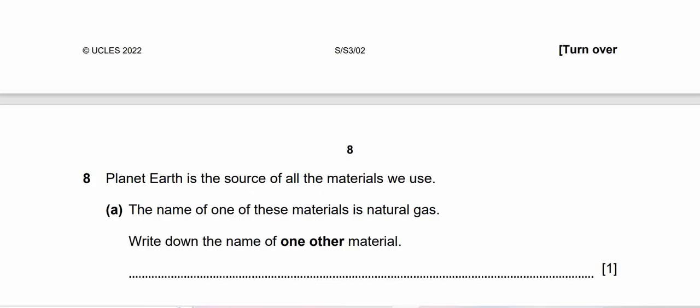Next. Alright, we are in question 8. Planet Earth is the source of all materials we use. Question 8. The name of one of these materials is natural gas. Write down the name of another material.